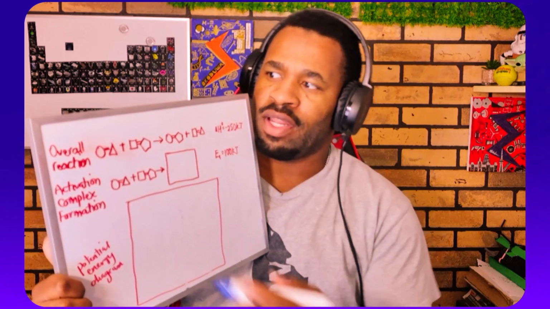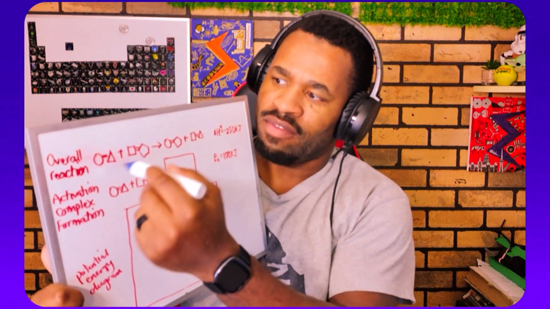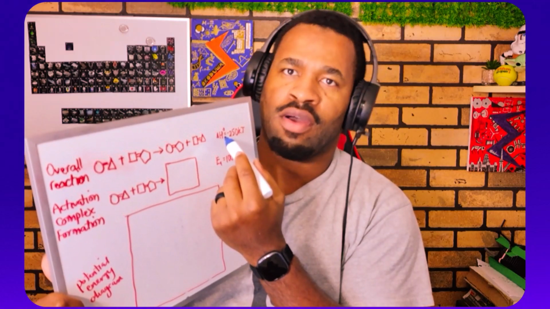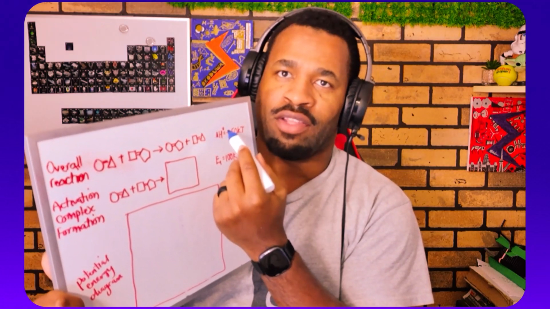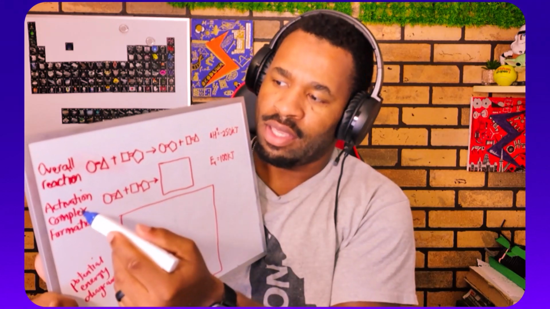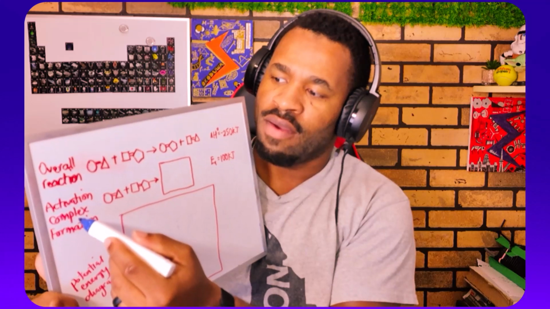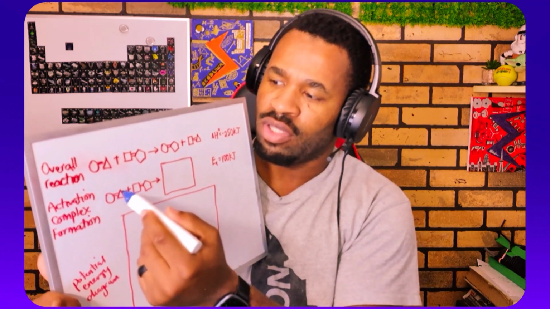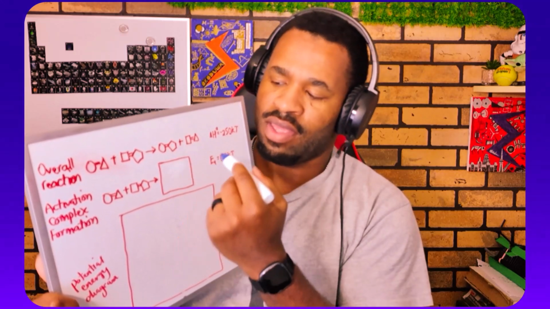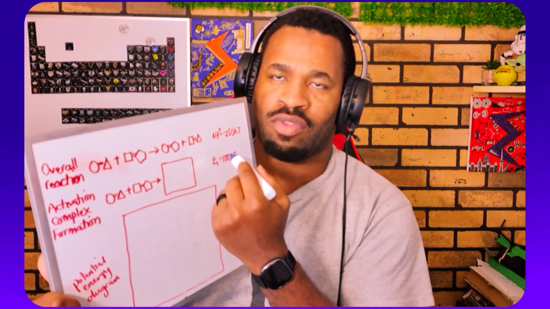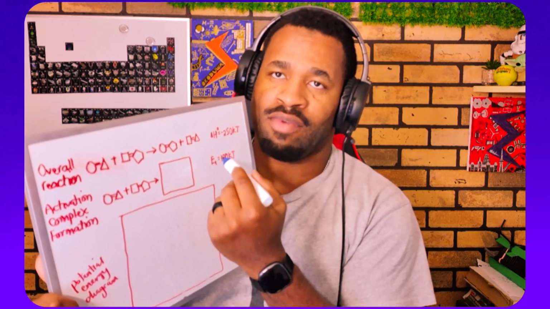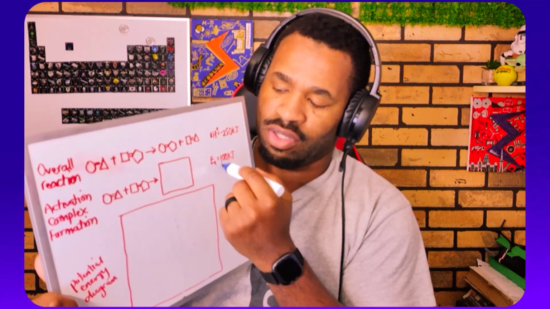Here we're given an overall reaction where you have your reactants making this product, and it tells you what the change in standard enthalpy is to be this value. And here you're given the activation complex formation, where your reactant is going to make a transition state, and this is how much energy is required to achieve that. So this here where you see EA represents the activation energy.